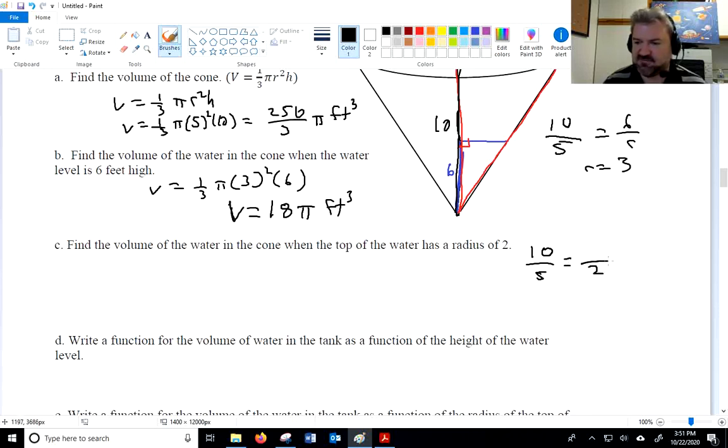So when the radius is 2, we can find the height. Well, that's going to be, let's see here. This number is twice that number, so I'm saying h must be 4, right? So we can find the volume. It's 1/3 pi r squared times h, which is 4. So that's 4 times 4 is 16. So this is 16 over 3 pi cubic feet.